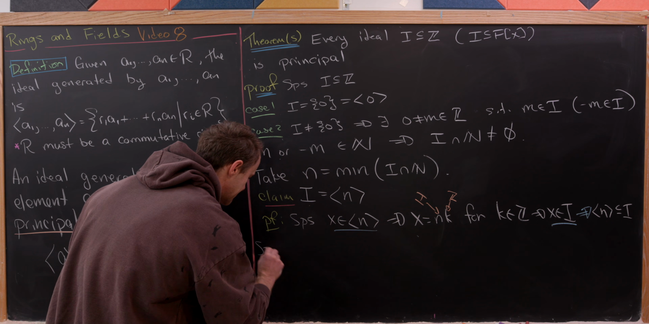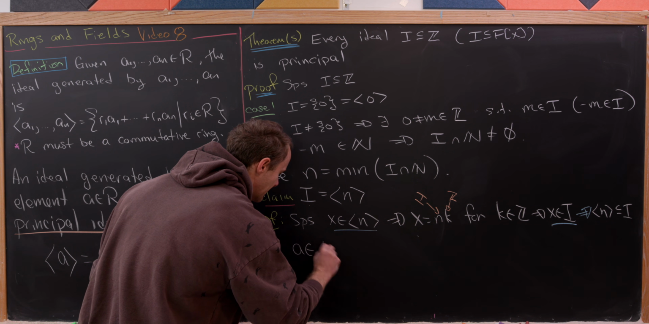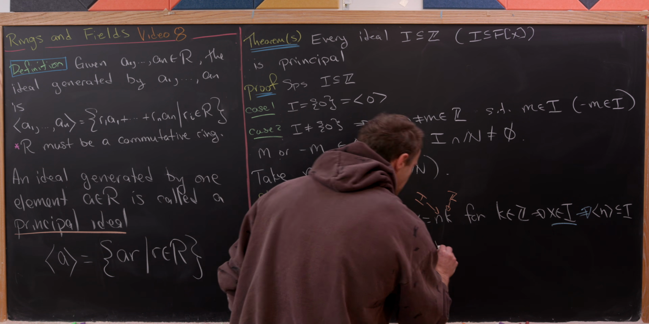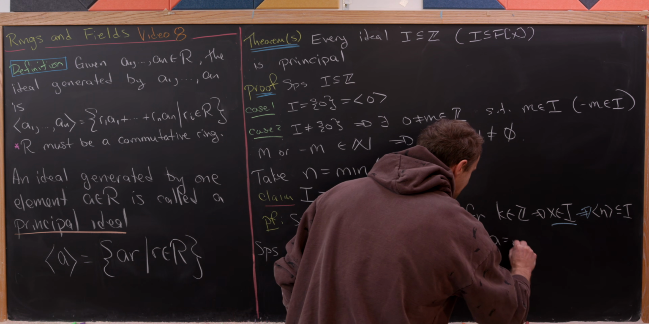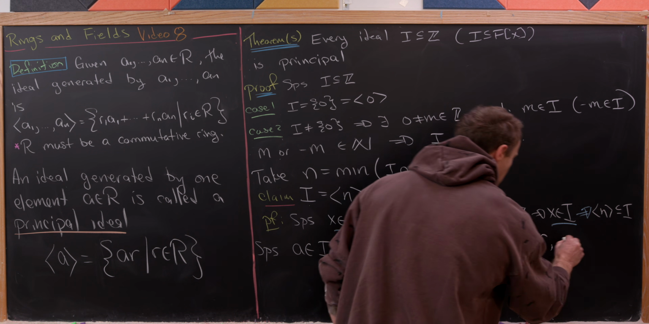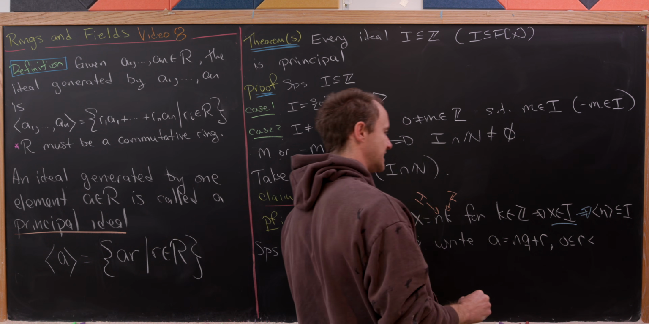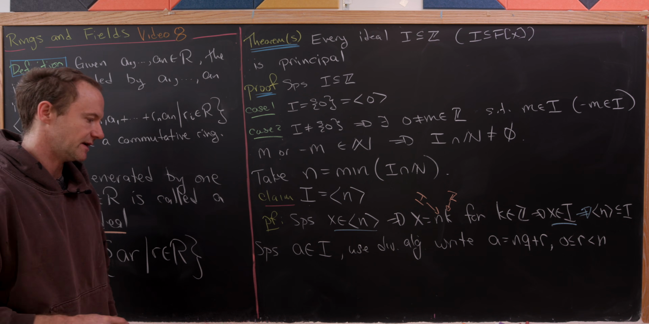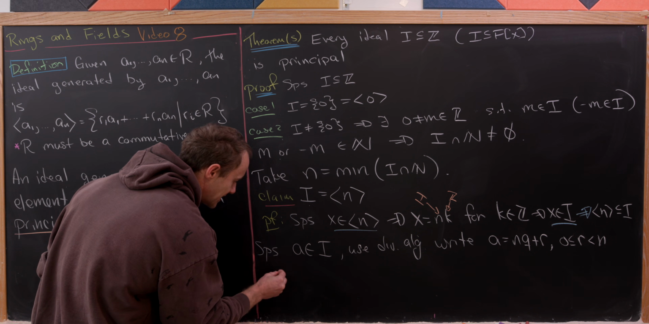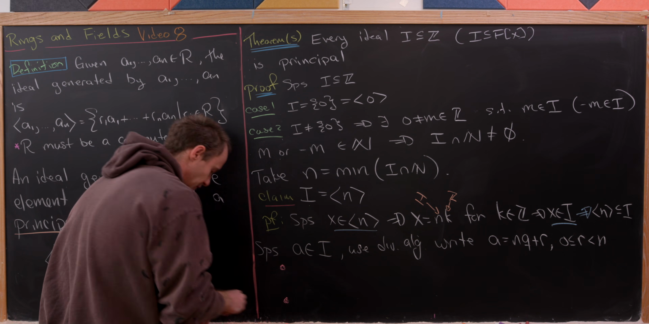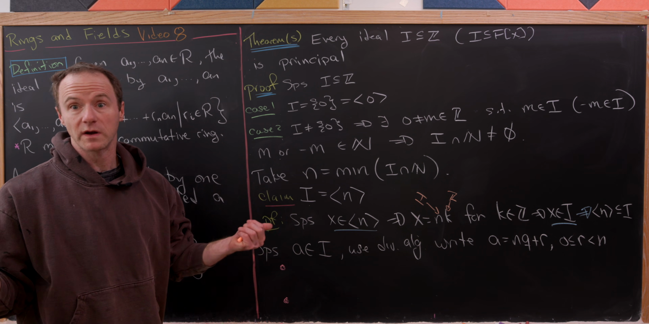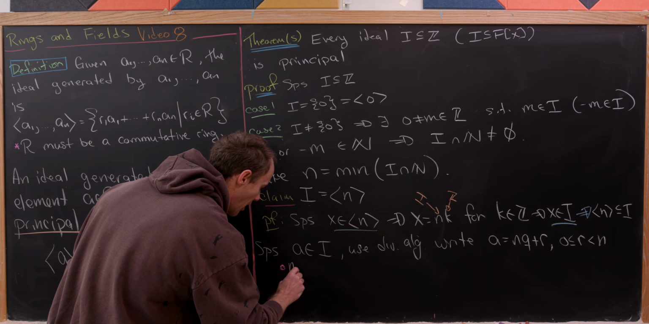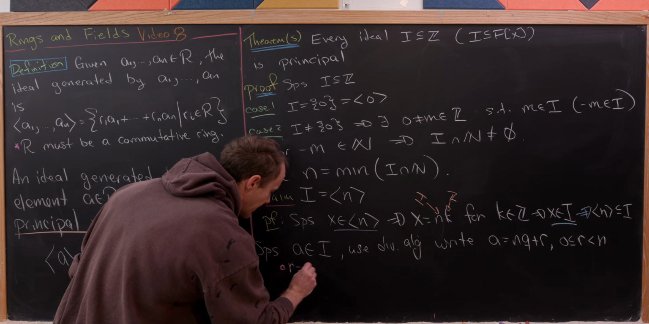Okay, so next, let's suppose that a is an element of I, and let's use the division algorithm to write a as n times q plus r, where r is between 0 and n, including 0 but not including n. Now that's going to break into two cases. One of the cases is going to work, and the other case will give us a contradiction. So the first case is that r, our remainder, is equal to 0.